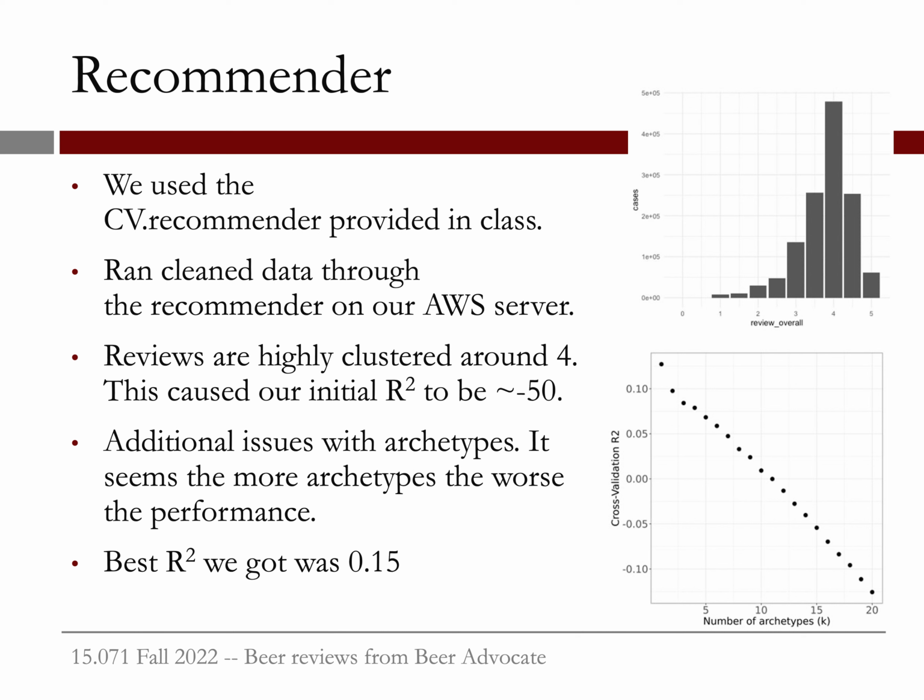Once we had that data cleaned, we used the cv.recommender function that was provided in class. We ran the clean data through the recommender on our AWS server after we had run a couple iterations of testing. The reviews were highly clustered around 4, which made for a lot of issues, and it caused our initial R-squared to be around -50. Essentially, this means that we were better off just picking the average than actually using our algorithm. But finally, we were able to get it sorted out, so we got our R-squared around 0.15.